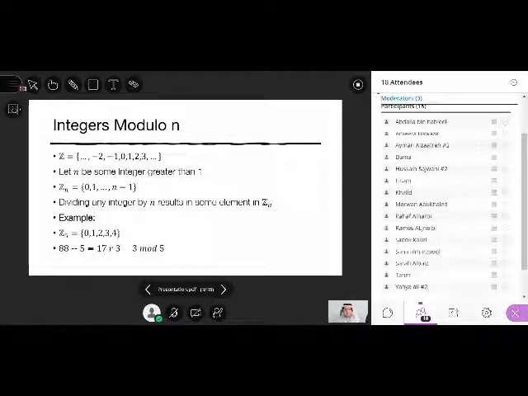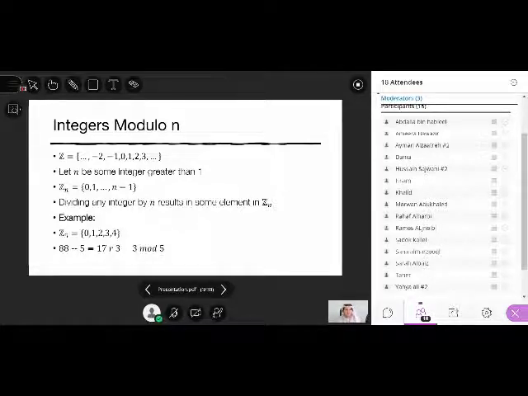Also, the reason why integers modulo n are very interesting is because let's go back to perhaps 4th grade, 3rd grade. You remember when you used to divide two numbers, sometimes you get a remainder. So dividing any integer by a number n results in some element in Zn. This is another way of saying that Zn is the set of all possible remainders if you bring any number and divide it by n.